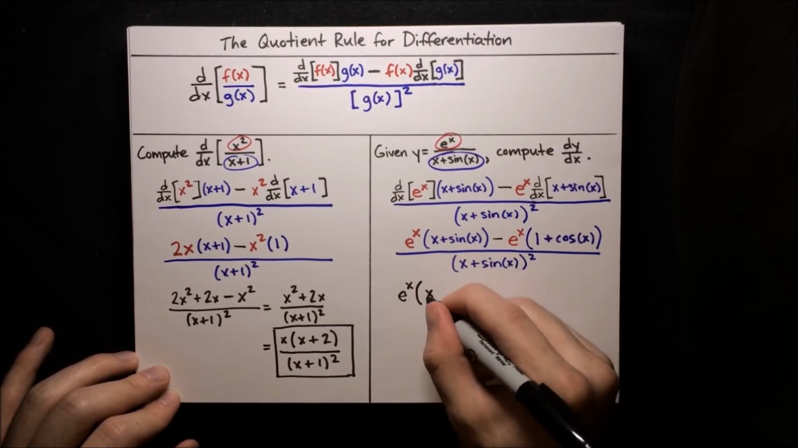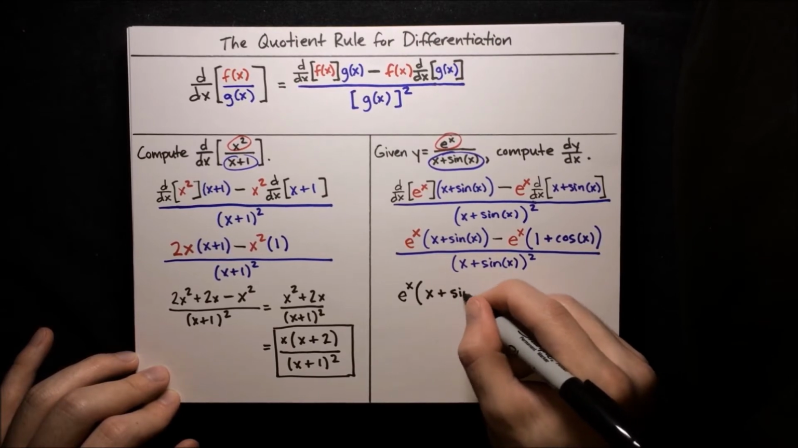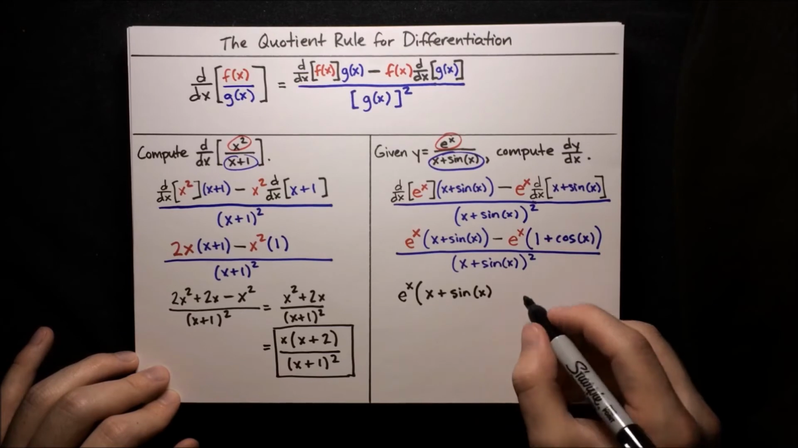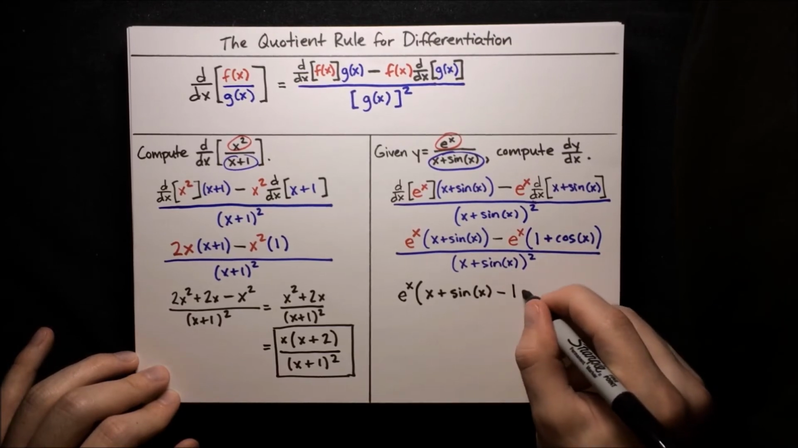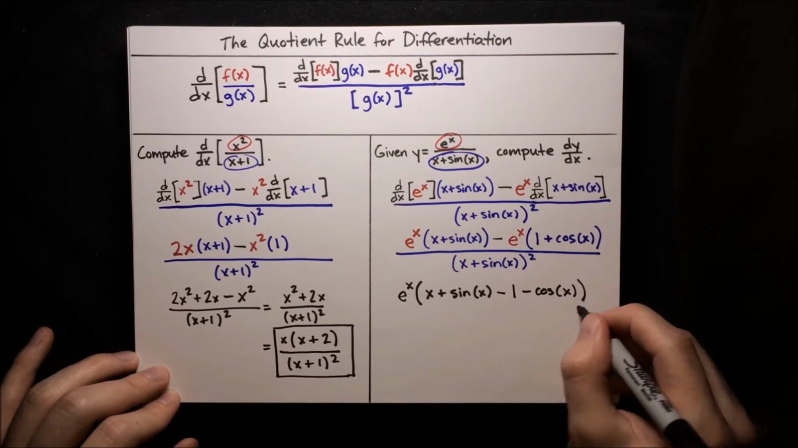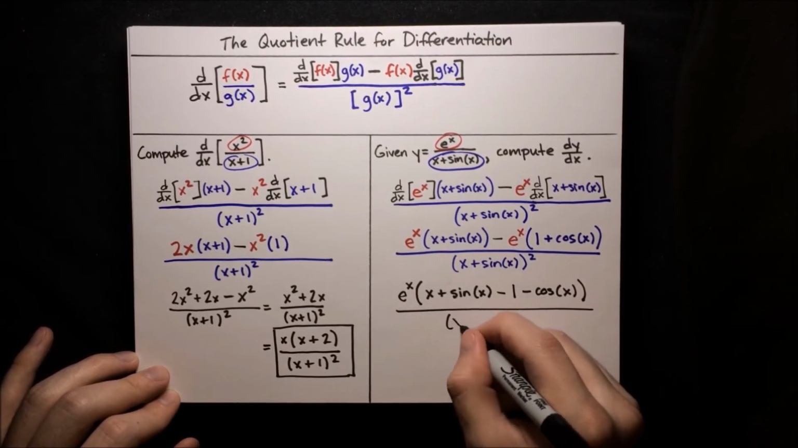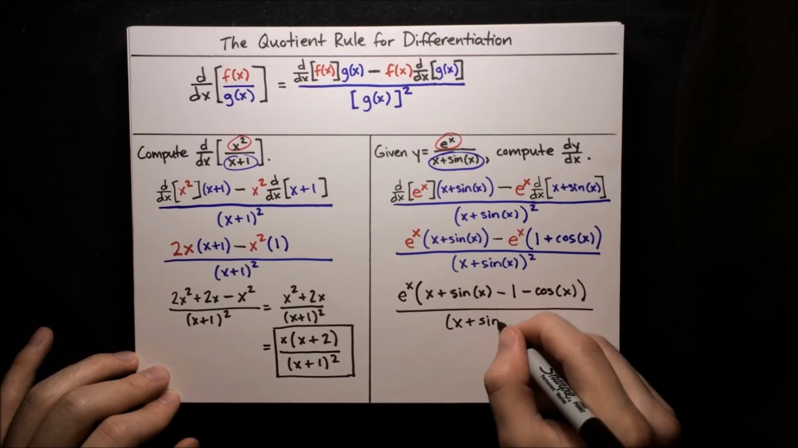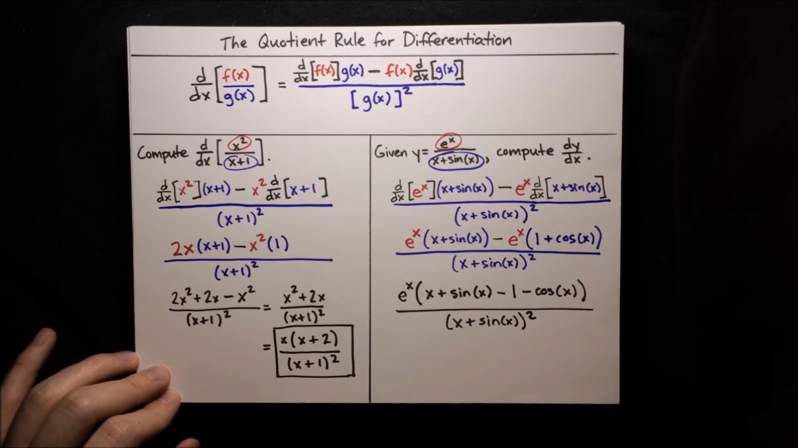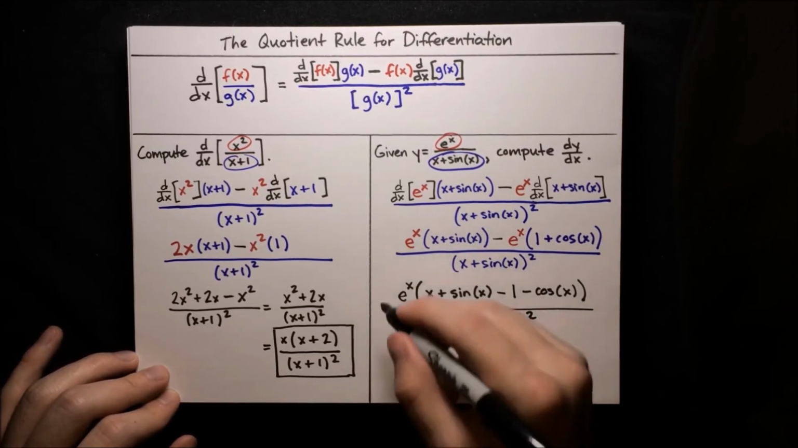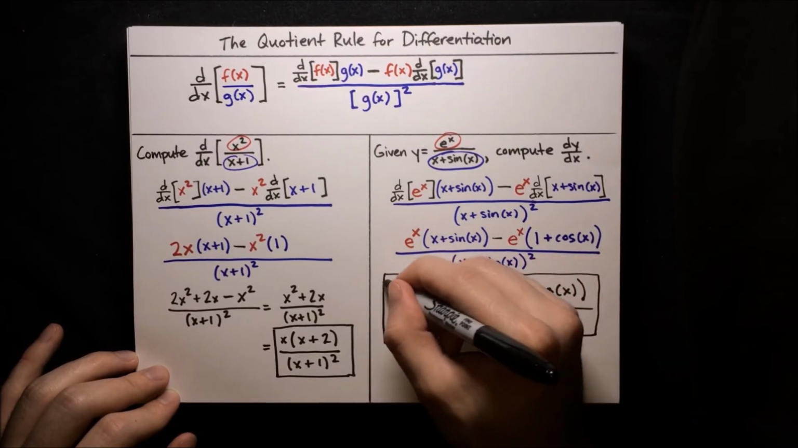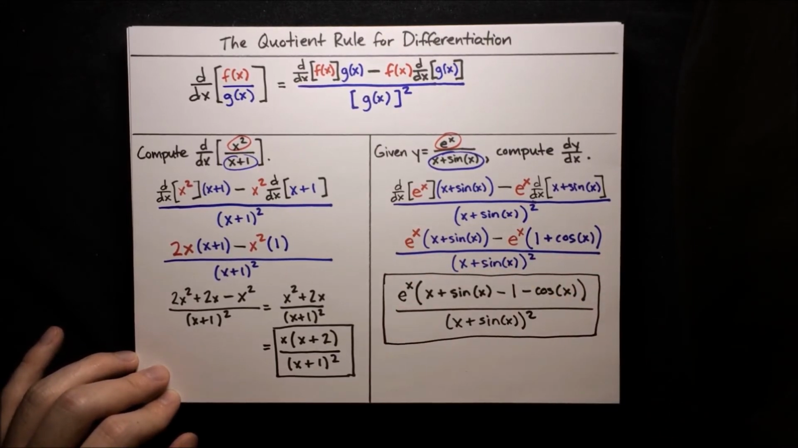So we have an x, then a plus sine x, and then if we distribute that minus sign over the other two terms, we get a minus 1, then minus cosine of x. And that's all over x plus sine x squared. It doesn't look like there's anything else we can simplify, so I guess we're done. That is the derivative of our function y is e to the x over x plus sine x.